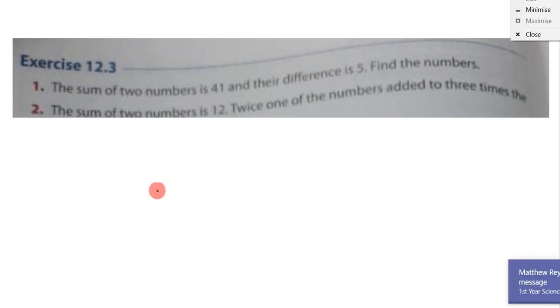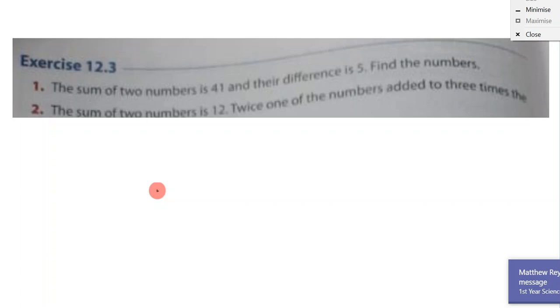Okay, so let's just have a look at this particular question here. This is just the first question in relation to the exercise that I set. If we read the question: the sum of two numbers is 41 and their difference is 5. Find the numbers. What we're trying to do here is set up a simultaneous equation.